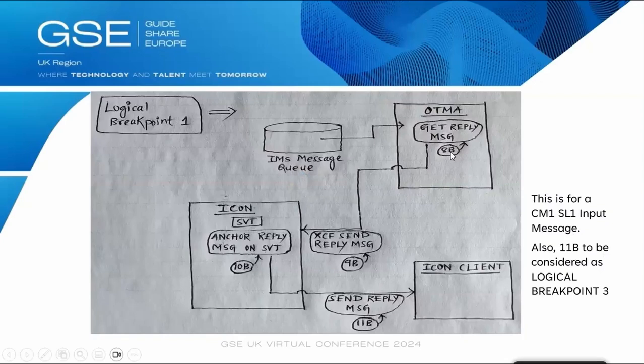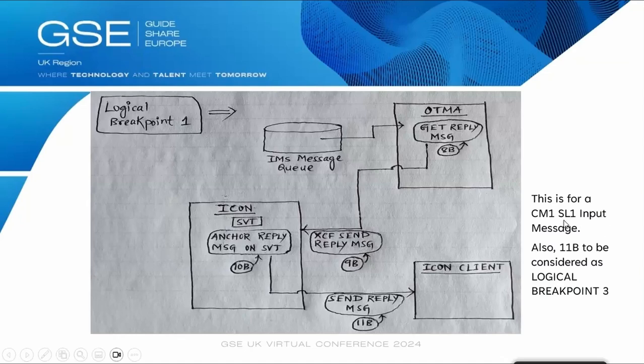Now moving on to 8B over here, IMS OTMA retrieves the reply message from the message queue, right? And then 9B, after it retrieves the reply message from the message queue, IMS OTMA will send the reply message to IMS Connect via XCF. IMS OTMA then waits for an ACK-NAC.